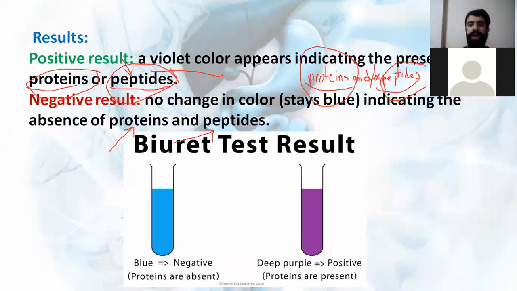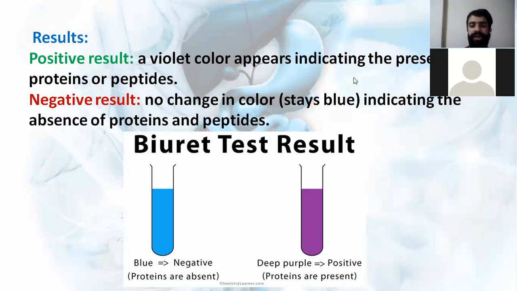So this test is done to identify proteins and/or polypeptides. We can determine exactly which we have, proteins or peptides, in the next session. We will know which test can determine exactly if we have proteins. Remember this: a positive result gives a purple or violet color, so proteins are present. While if it's blue, this is a negative result, so proteins are absent. There is no protein.